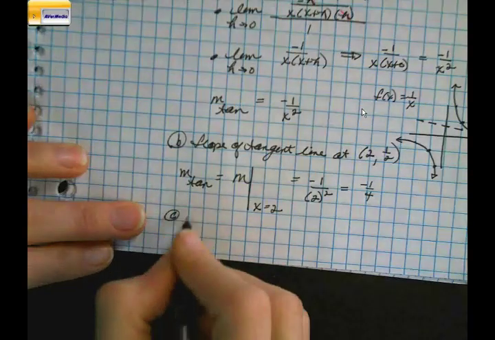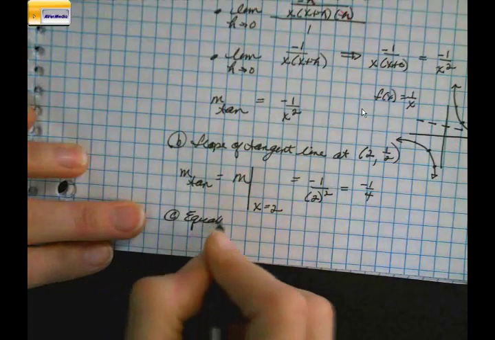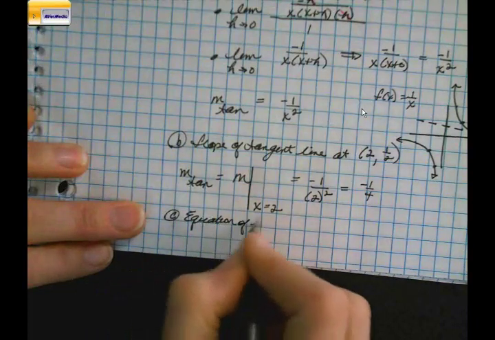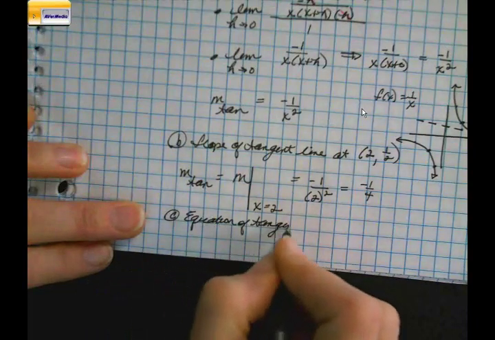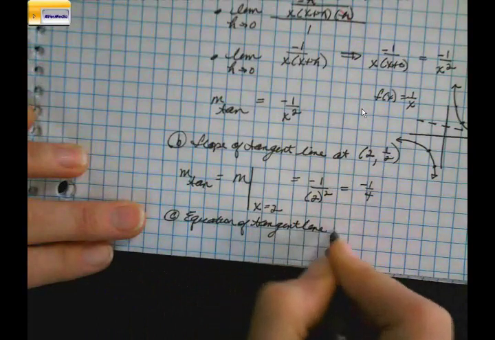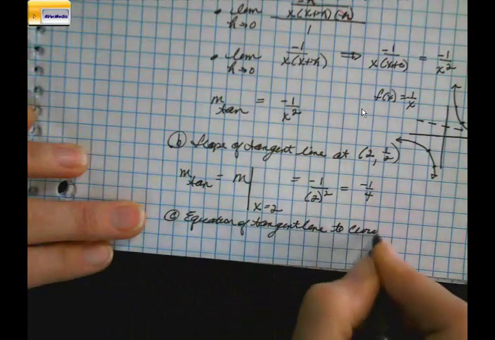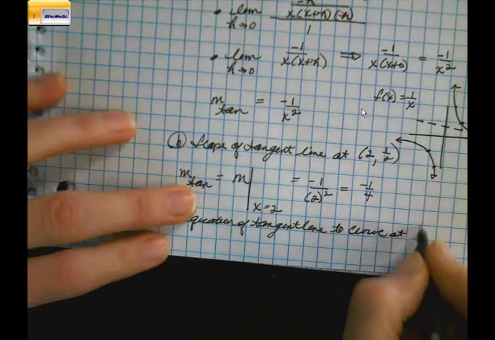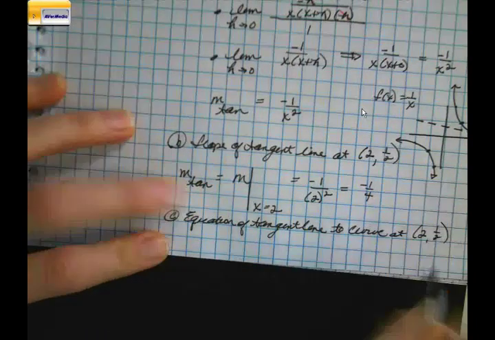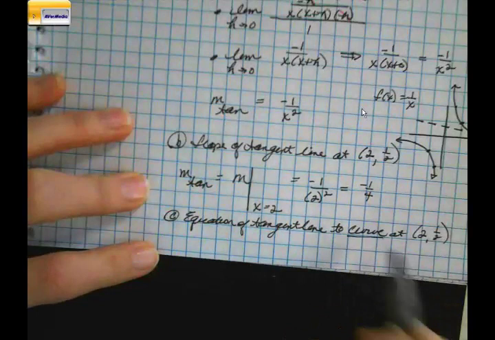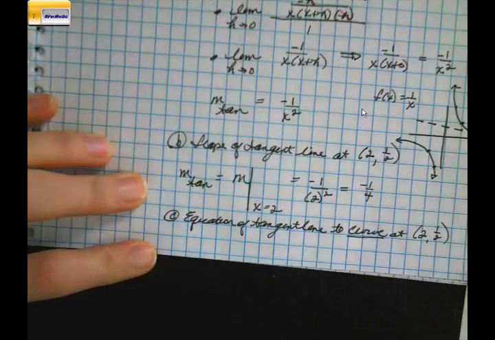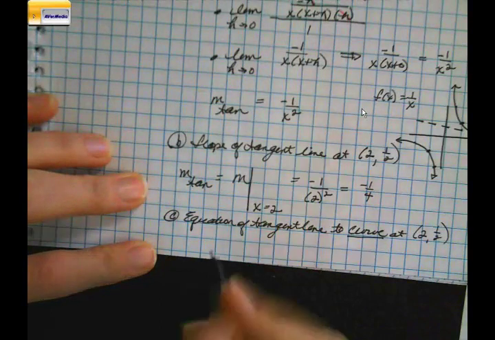Now the other question they're probably going to ask, and let's see if I can fit it at the bottom of this page, is what is the equation of that tangent line to the curve at 2, 1/2? Now when they say the curve, that means the original graph given to you, which was y equaling 1 over x. That is your curve. They often call it the curve, the original graph.